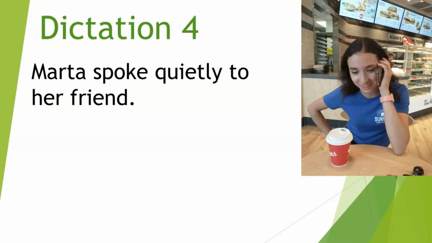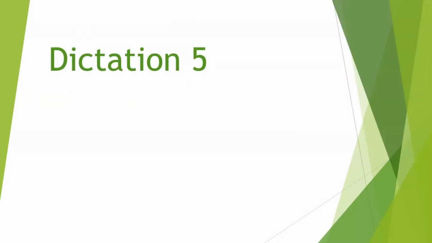Now let's look for the adverb. The adverb is quietly, and the verb is spoke. So we can say Martha spoke quietly to her friend, or we can say Martha quietly spoke to her friend, and both of those would be correct. Okay, let's go on to our dictation number 5.